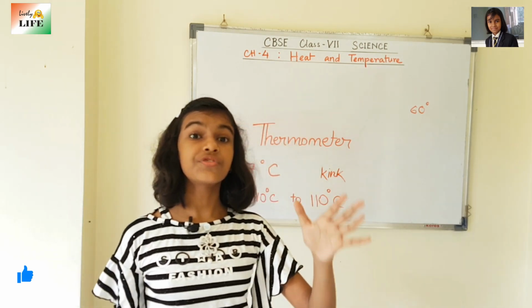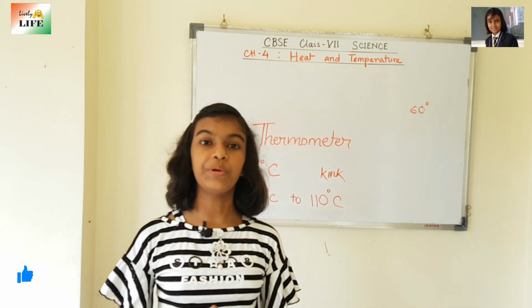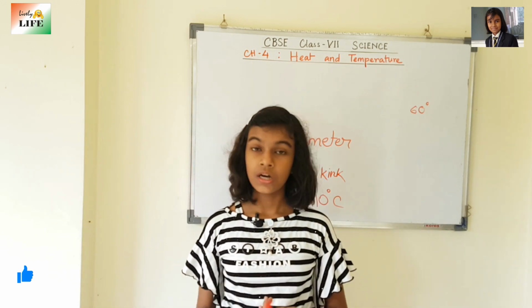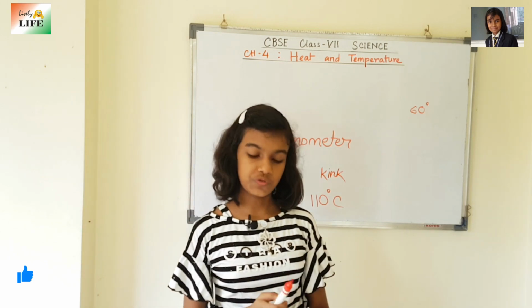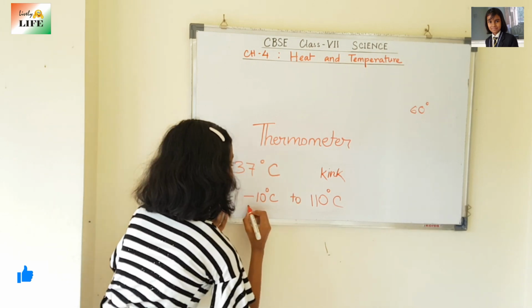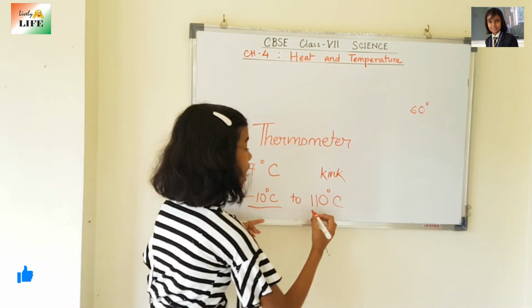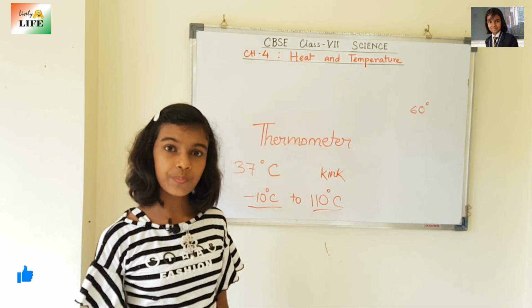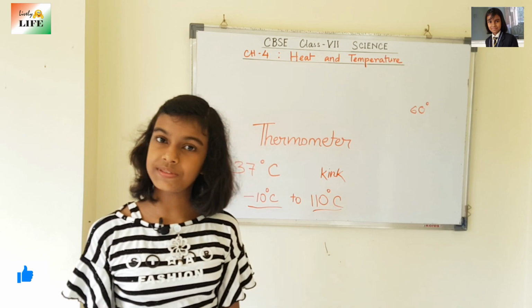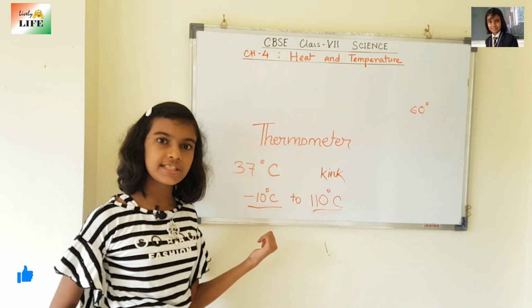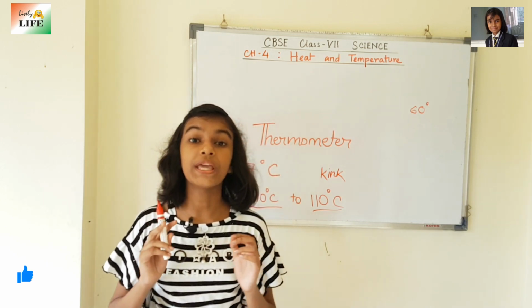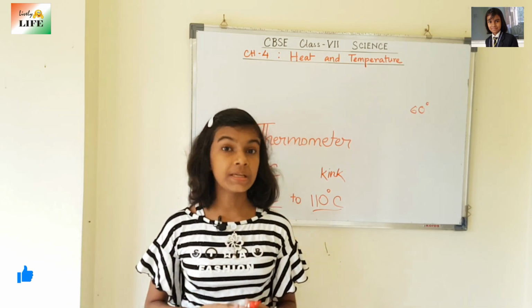Now apart from the clinical and laboratory thermometer, there are some more thermometers like the maximum minimum thermometer. What is the maximum minimum thermometer used for? We know a laboratory thermometer has a range from -10 degrees Celsius to 110 degrees Celsius. What if we need to measure the temperature of an object that is less than -10 degrees Celsius or more than 110 degrees Celsius? At that time we use a maximum minimum thermometer.